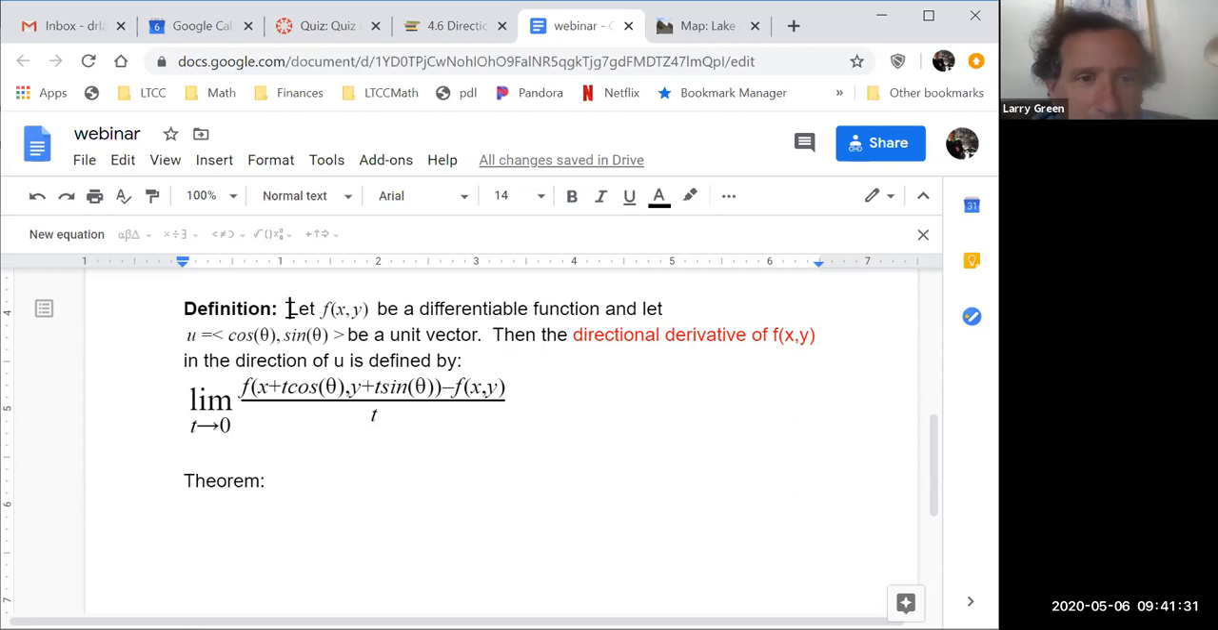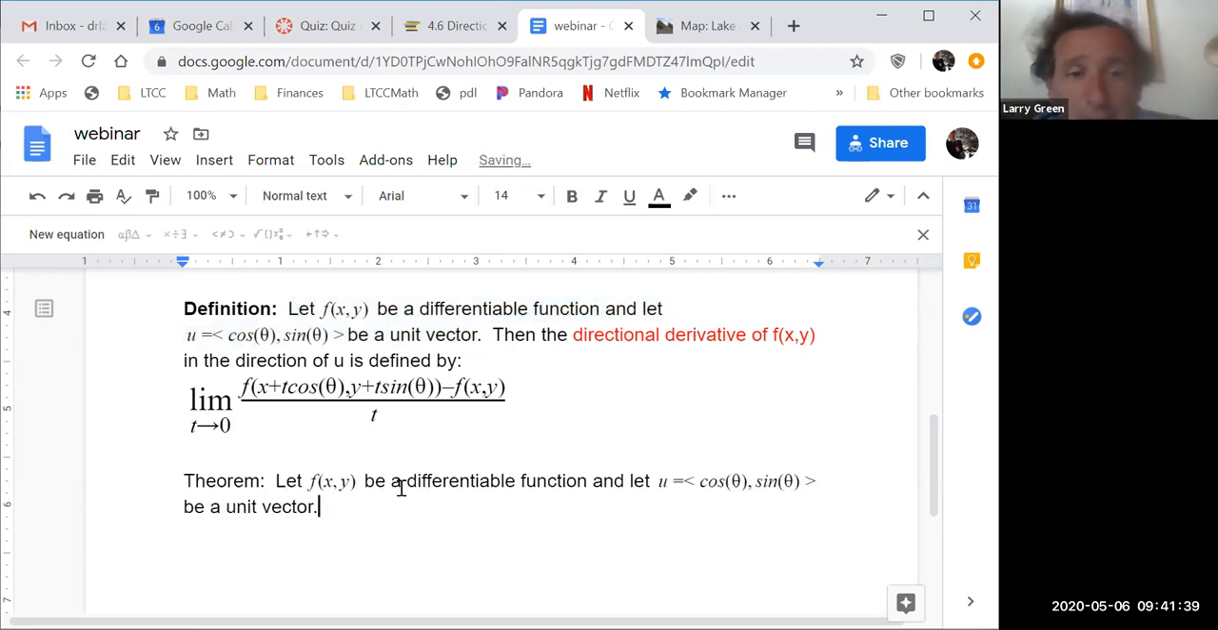And we're going to start with this. Let f of x, y be a differentiable function, and let u equal cosine theta, sine theta be a unit vector. Okay.